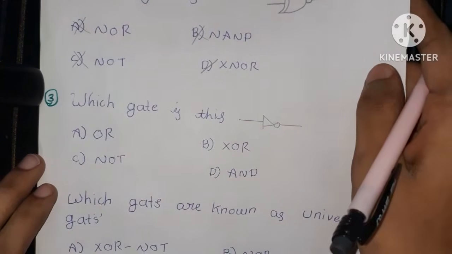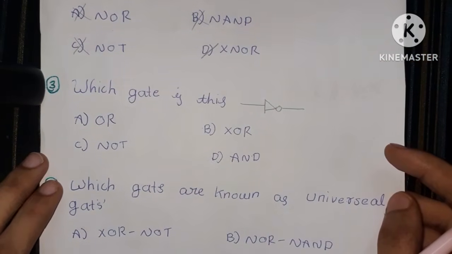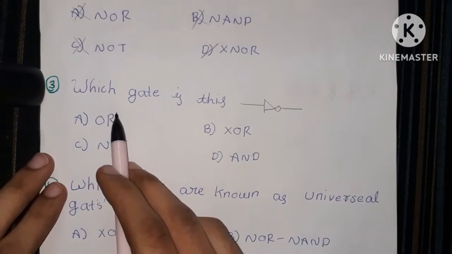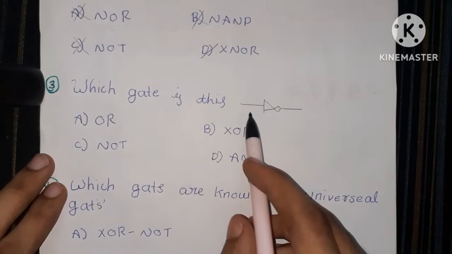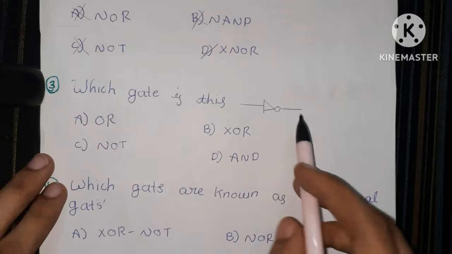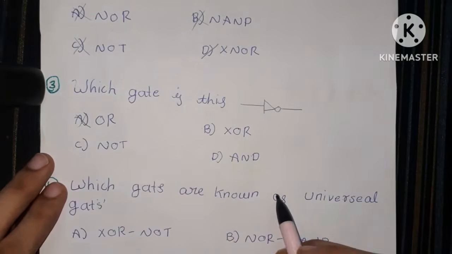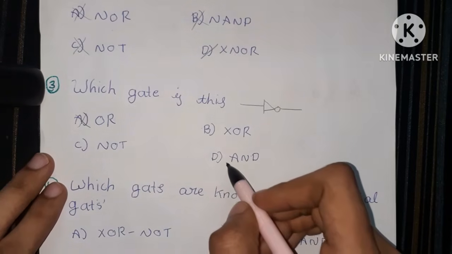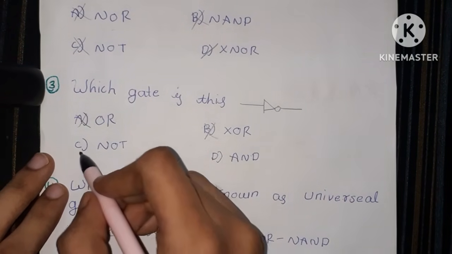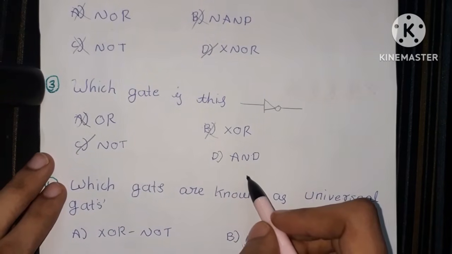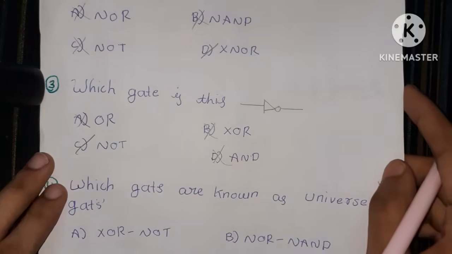If you are perfect at the option eliminating method, you can do anything. Now find which gate this is. Identify this gate. Which gate is this? Is this OR gate? No. Is this XOR gate? No. Is this NOT gate? Yes, it is. Is this AND gate? No, definitely not. It is not AND gate.